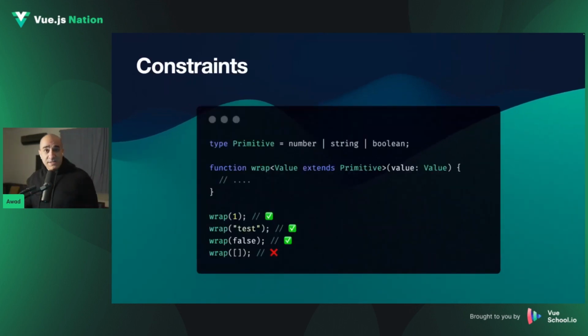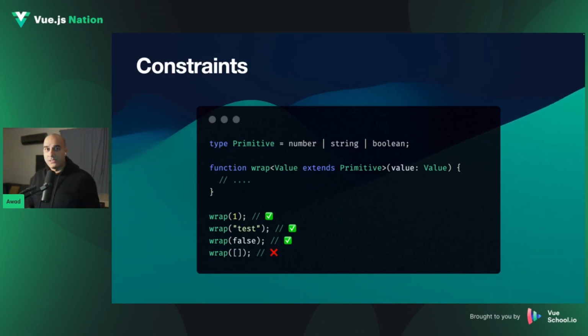Let's make the example a little bit spicy, I would say. Let's say our wrap function only operates on primitive types, and that includes numbers, strings, booleans, for whatever reason. Doesn't matter the reason here, but we can apply constraints on our types. This gives you some leeway in your function code.